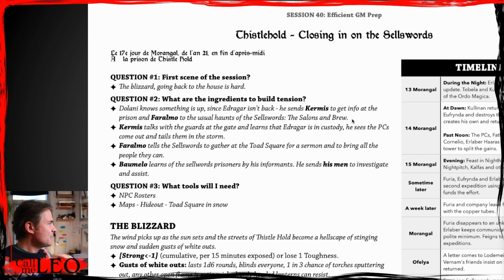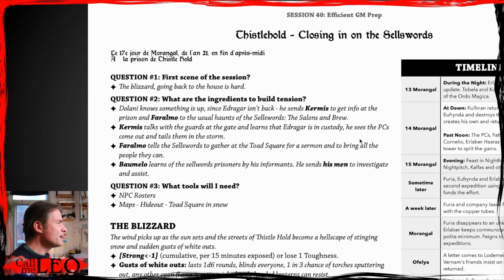And the other one is to start getting all the youngsters of the sellswords, the ones that never go to the real HQ. They need to know that something's up and that we need to react. They're doing that because he's thinking, okay, I'm going to get everybody together and create the beginning of a mini revolution. Kermis talks with the guards at the gate and learns that Edragar is in custody. He sees the PCs come out and tells them in the storm.